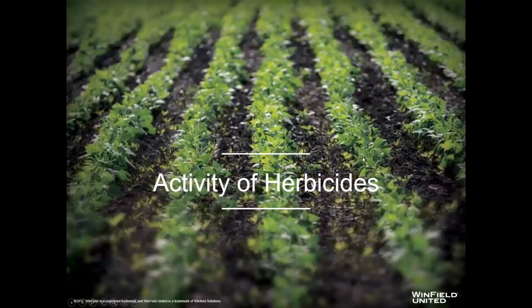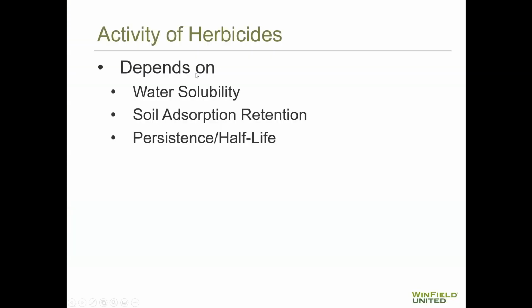All right, activities of herbicides. Now, when you look at an activity of herbicides, a lot of it's going to depend on the water solubility, the soil absorption and retention, and the persistence or half-life. Okay, understand that not one single part of this, so water solubility, soil absorption, or persistence, will determine how active a herbicide is. Okay, it's a combination of these three that determines the overall ability of that herbicide to kill a weed. Okay, so let's start with water solubility.